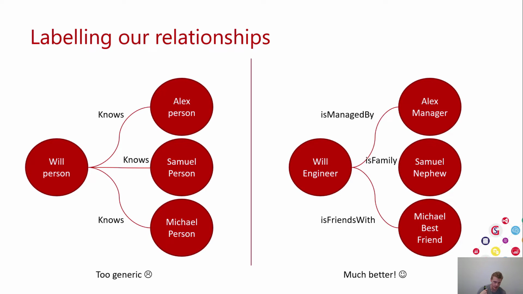When we take our example to the right, we can see that I've got a node for myself, Will, as an engineer. I have a friend called Alex, who is my manager, and we can note that relationship by adding the label is managed by. Then I've got a vertex for my nephew Samuel, and I can label that relationship as is family. And then I've got my best friend Michael as a vertex, and I can label that relationship is friends with. So here we're being far more descriptive of our relationships, and when it comes time to querying our data, this can really help our queries be more efficient, because now we have more descriptive relationships to work with.